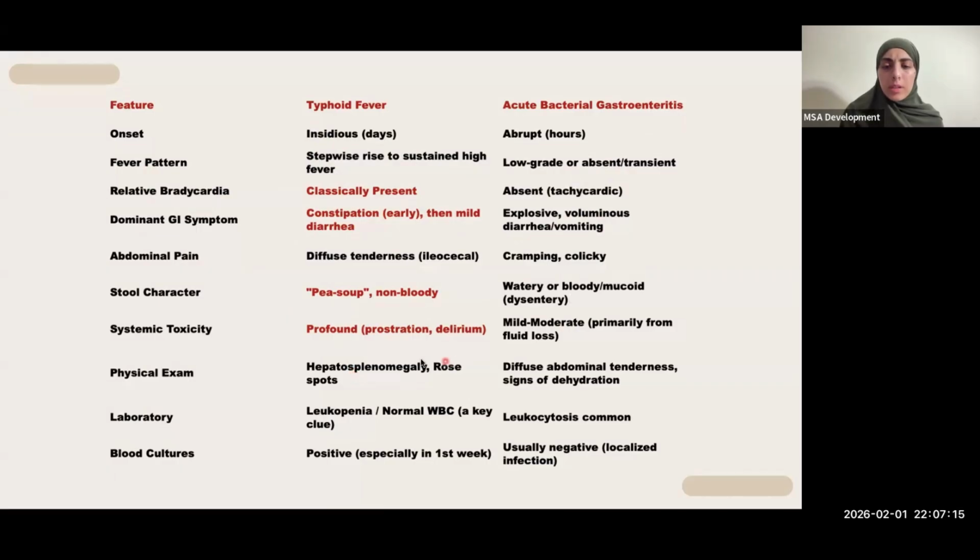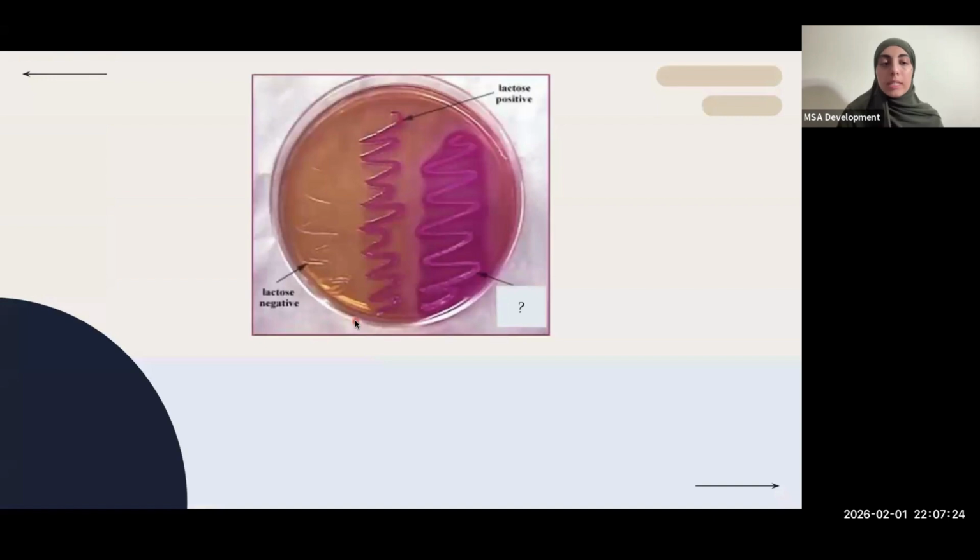Yeah, I think that's all you should know. Also remember the rose spots and the fact that it goes into the reticuloendothelial system for typhoid fever. Okay, next organism.